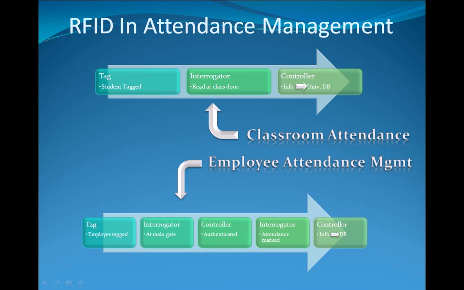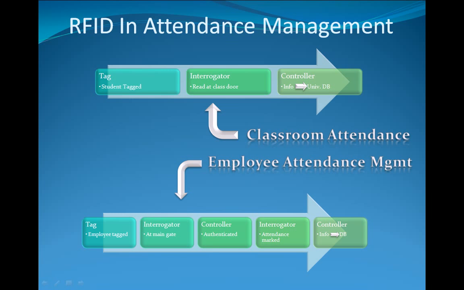First, let's take classroom attendance. The students are tagged with an RFID tag. There is an interrogator at the school gate or at the entrance of each classroom. Students passing through the gate or the classroom door are identified by the RFID reader, and the data read by the tag is passed on to the controller in a server room and data is stored in a database.